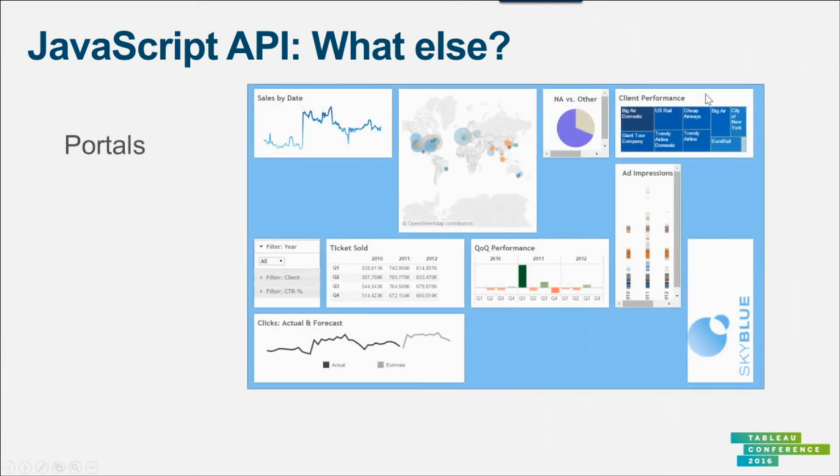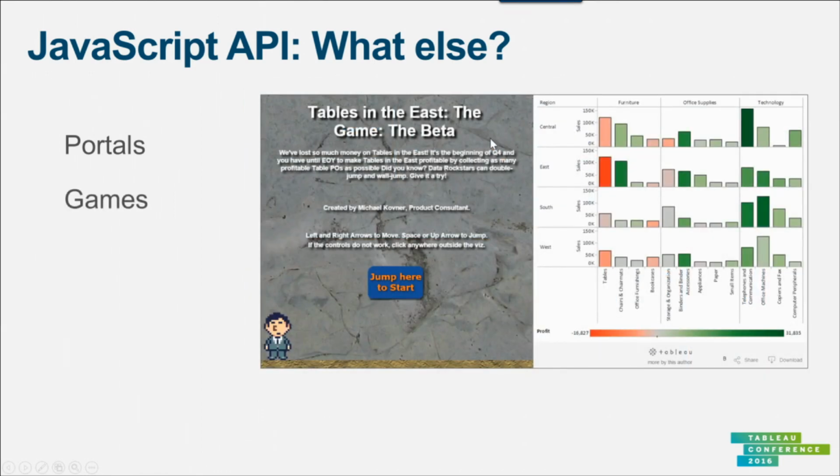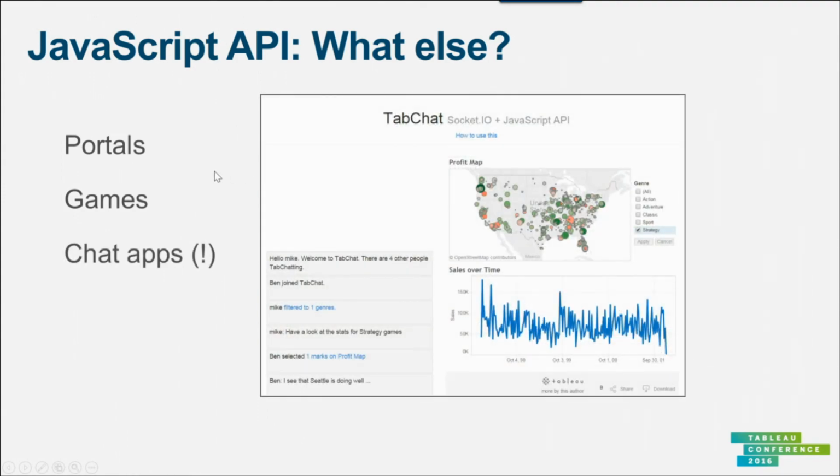The kinds of things that people do with it, for example, is they create portals. Portals is a good example, and I mentioned earlier there was a session that combined different APIs, and this is an example where rather than sending your finance VP to your Tableau Server and saying, hey, go look at our vizzes, you can create a portal that has exactly the information they need in a format that makes more sense to them. People have done games, which is really amazing to me. And then my personal favorite is the chat app where somebody puts a viz in a page and then multiple people can be looking at the page at the same time and interacting with the viz and chatting with each other at the same time.